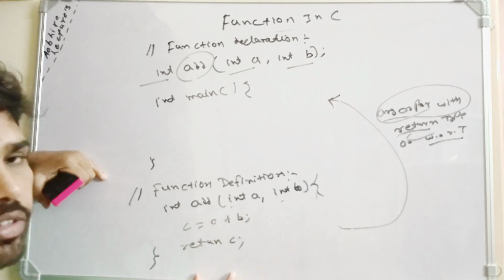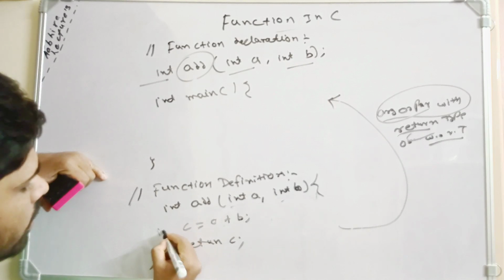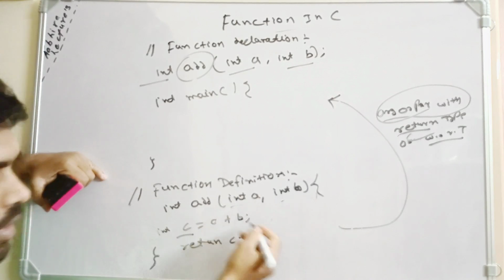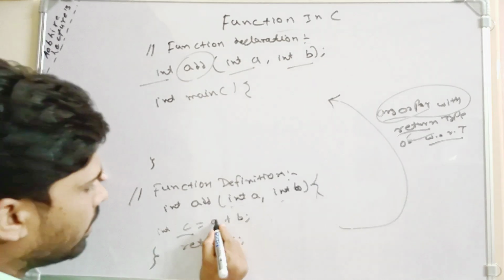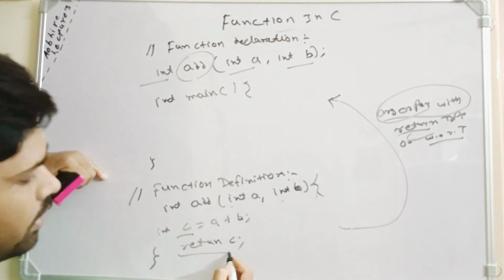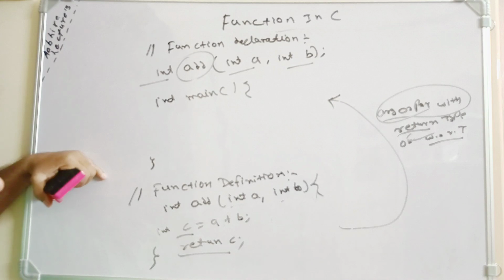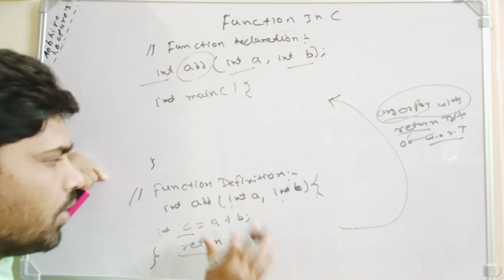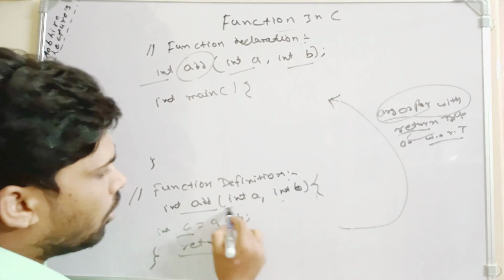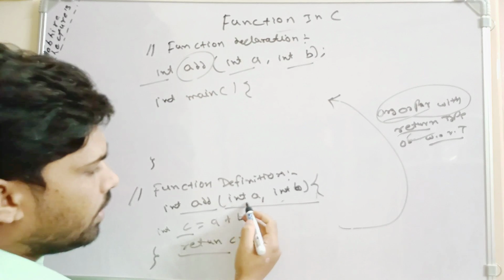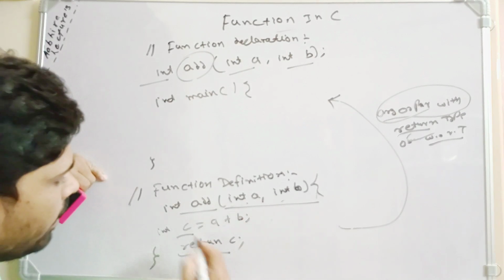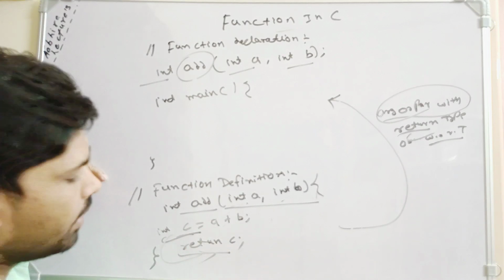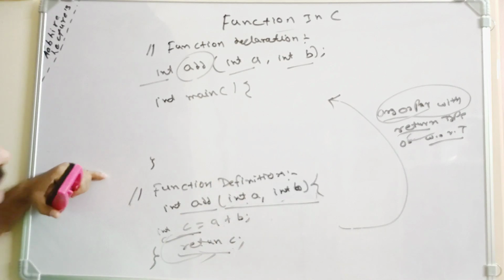Otherwise you can directly return a plus b, or take a variable c, and in that you can store a plus b and return c. Like that you can also do, or directly you can return a plus b. So this is the function definition. What we have done is created one function with arguments or parameters, integer a, integer b, and here storing a plus b in c, and after that returning c as the return type.